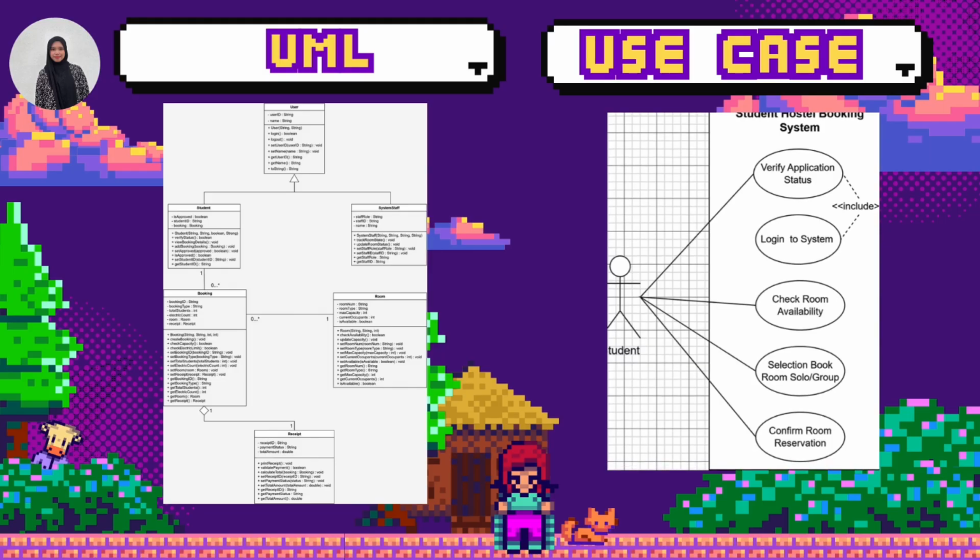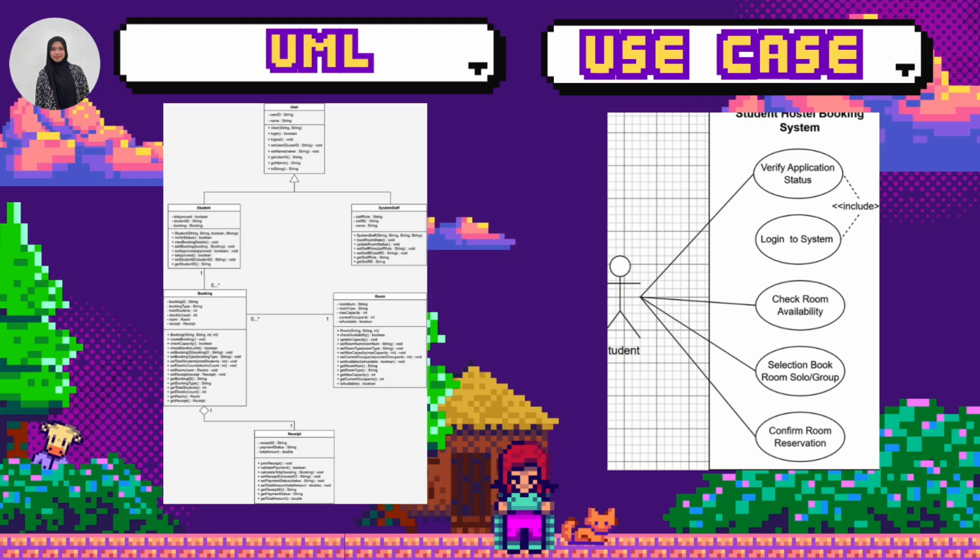If you look at the left side, this is our UML class diagram, which basically shows how our code is structured behind the scenes. At the top, we have our base class called User, which holds basic info like user ID and name. You can see an arrow pointing down from it. That's an inheritance relationship. It just means that both Student and SystemStaff inherit those exact same attributes automatically, so we don't have to rewrite the code.